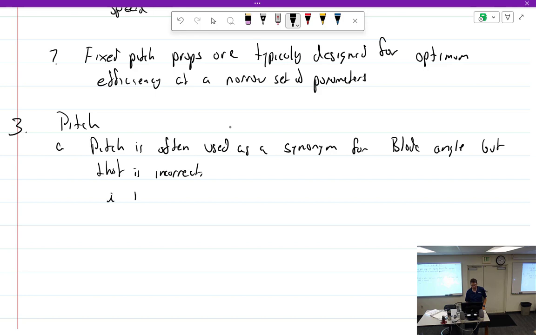Blade angle is what? Angle of the blade relative to the plane of rotation. Blade angle equals chord to plane of rotation. Think of blade angle as an actual angle.